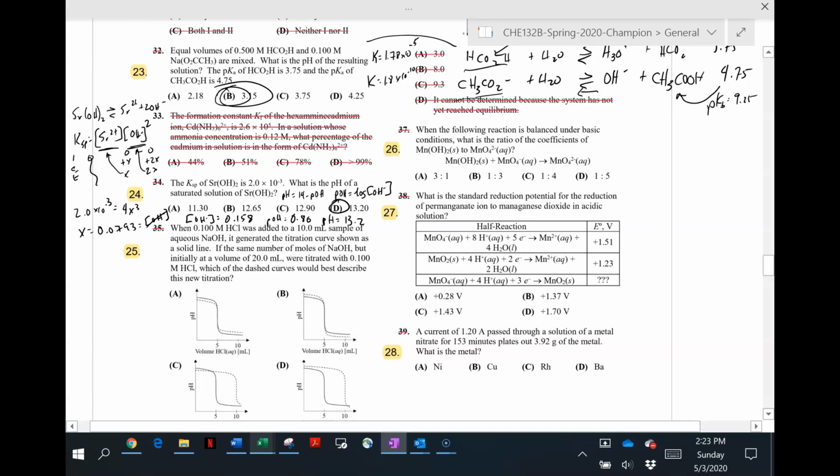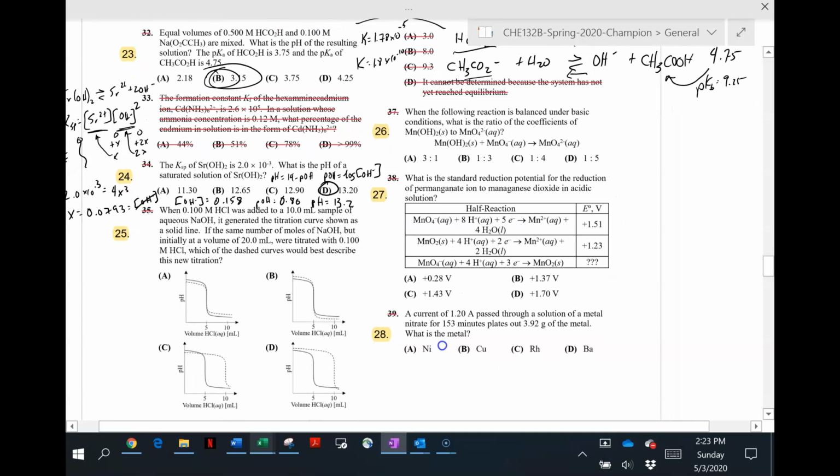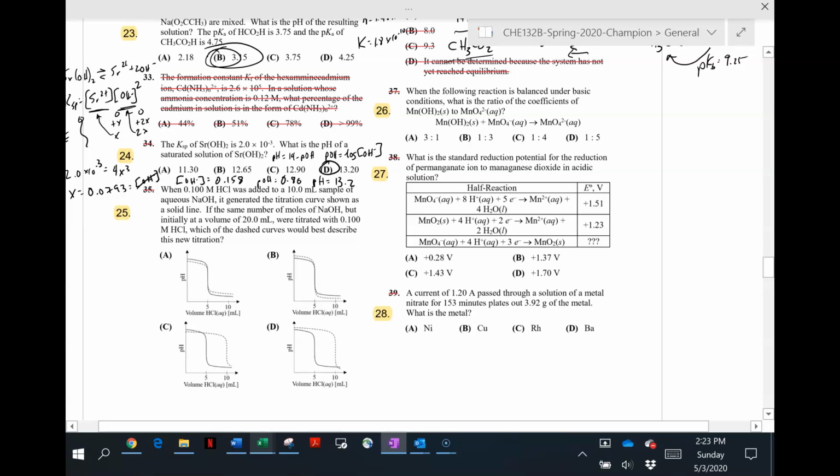So what changes the titration if we have the same number of moles? Well, that means the equivalence point is going to come at the same place, but it's a more dilute solution. So first of all, I would go with these ones where the equivalence points are at the same place, not the ones where the equivalence points are at a different volume. So we'll rule those out.